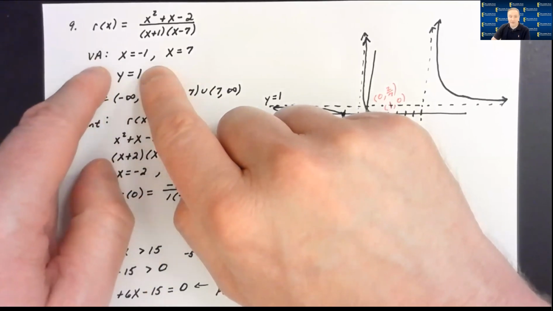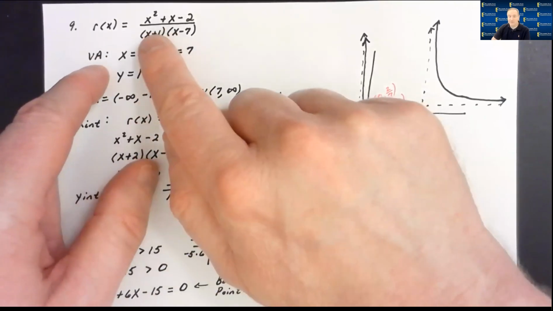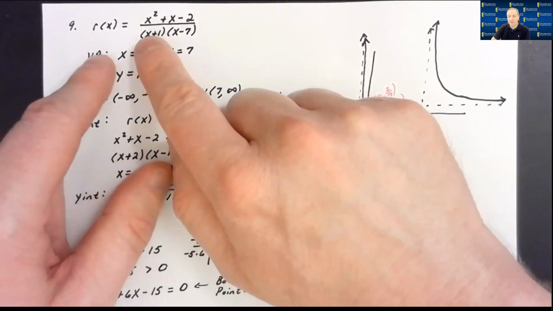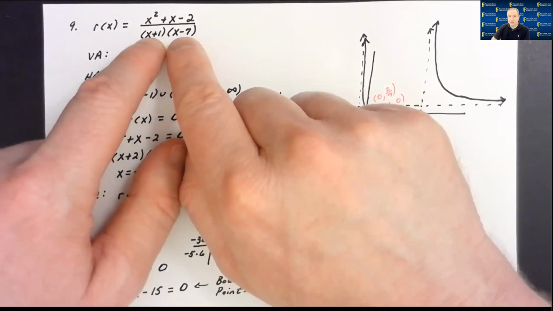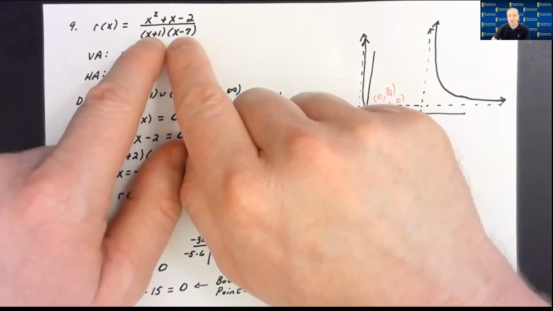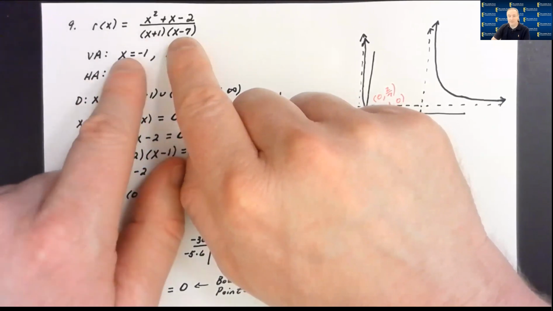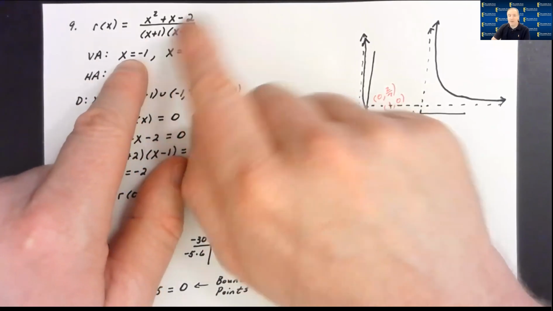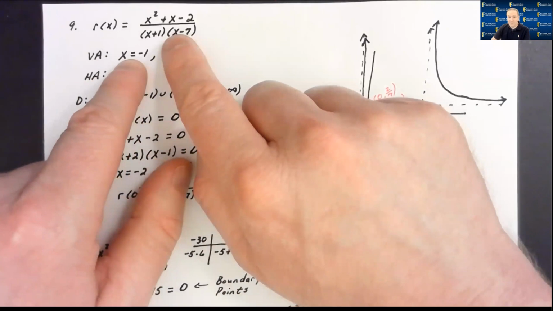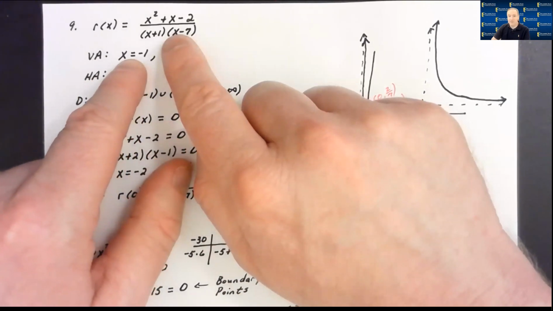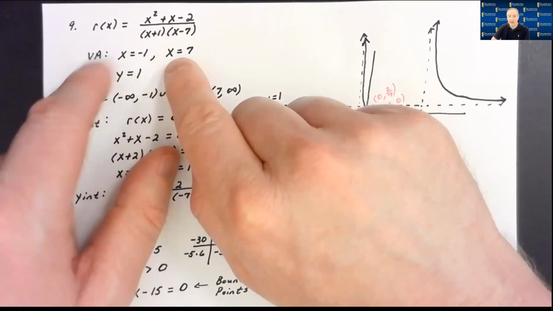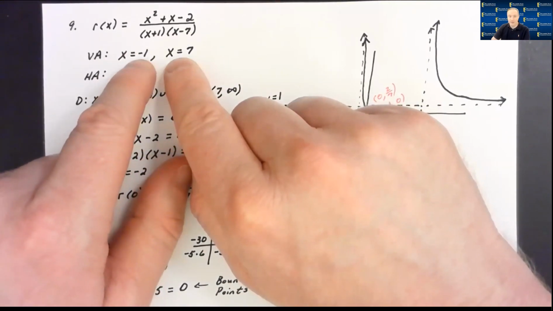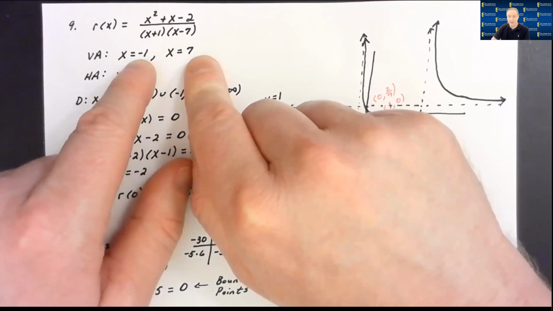Now, the vertical asymptote is even easier since it's factored. You just say a vertical asymptote is anything that's going to cause that denominator to equal 0. It's going to equal 0 when x plus 1 is 0. That's at x equals negative 1. And when x minus 7 is equal to 0, that's going to be at x equals 7. Now, please don't just put vertical asymptotes, and I've seen students do negative 1 comma 7. I would count that wrong.